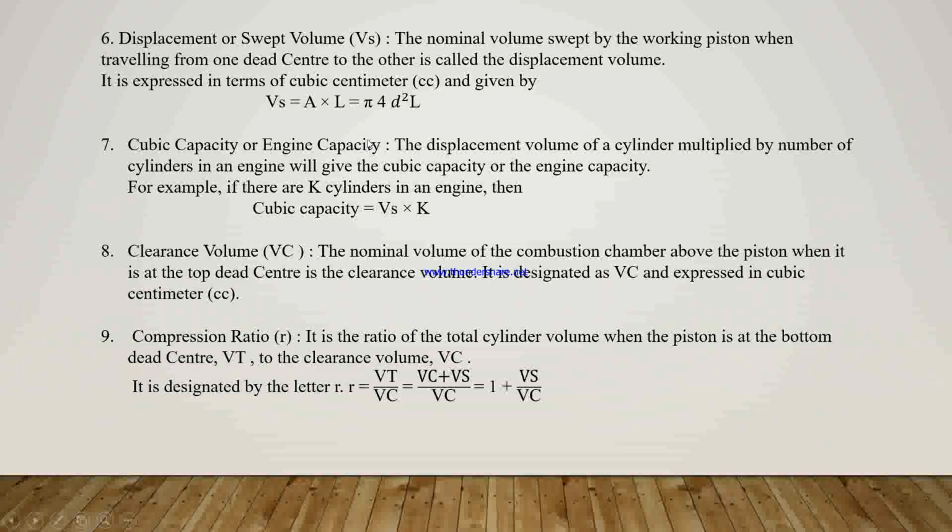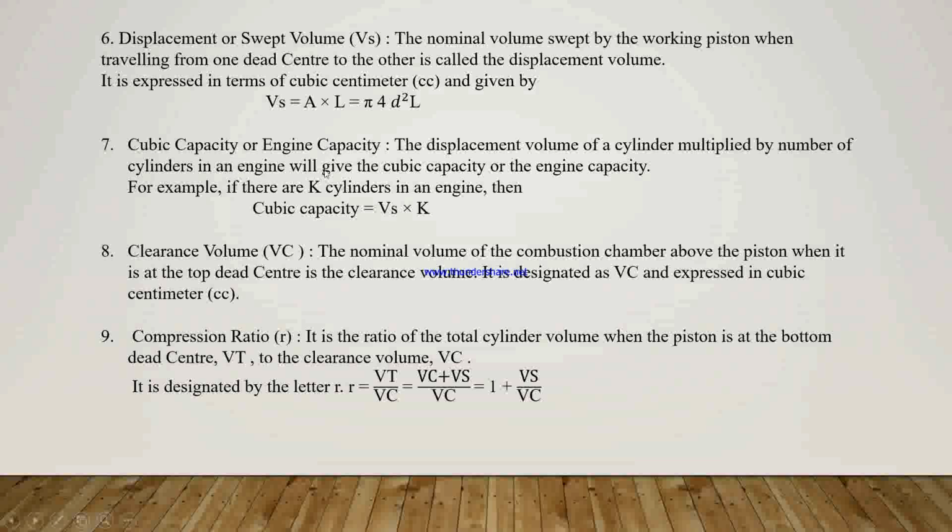Here, displacement or swept volume. It is denoted by Vs, the nominal volume swept by the working piston when traveling from one dead center to the other, called the displacement volume. It is expressed in cubic centimeters, that is cc, and the swept volume Vs is equal to area into length. The area of the piston is pi by 4 d square, into length, that is the stroke.